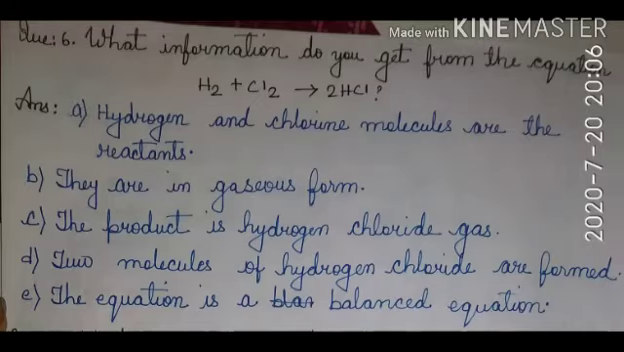Question number 6 is, what information do you get from the equation H2 + Cl2 gives 2HCl? Here we can see that hydrogen and chlorine molecules are the reactants. They are also in gaseous form. The product is hydrogen chloride gas, and we can also see two molecules of hydrogen chloride are formed, and this equation is also a balanced equation. So these are the information which we get from this equation.